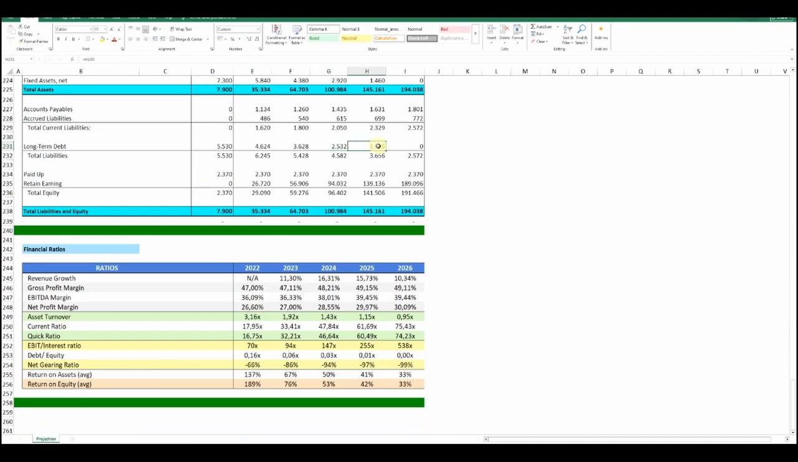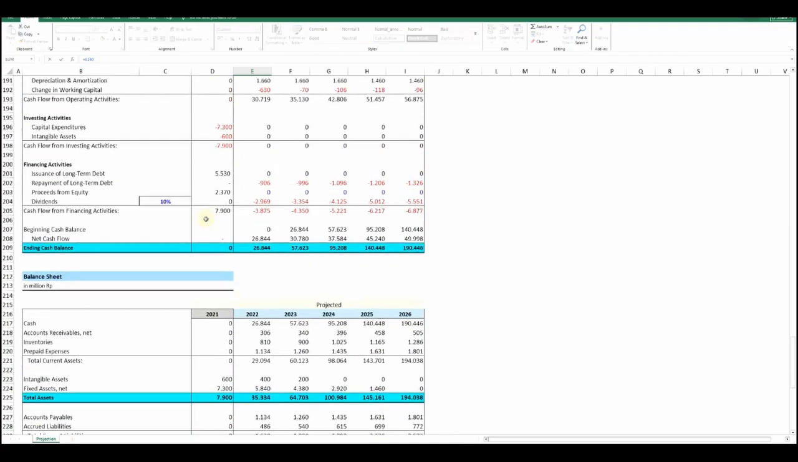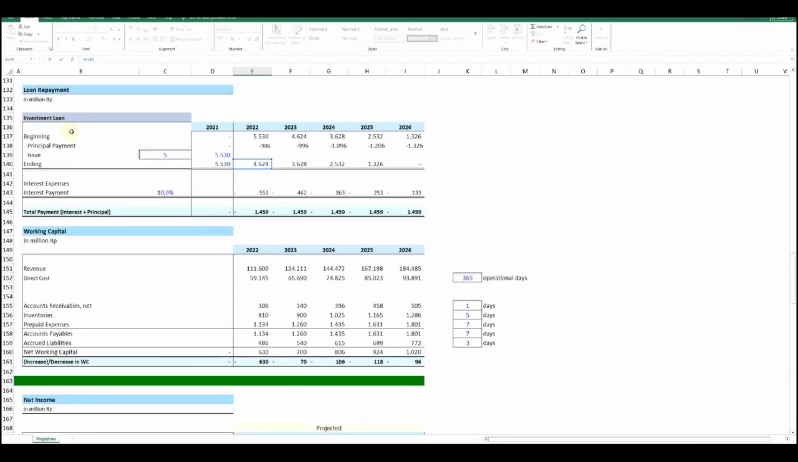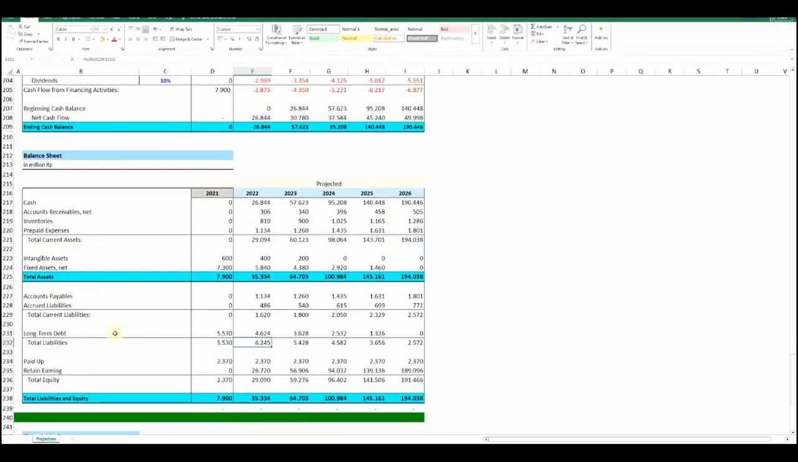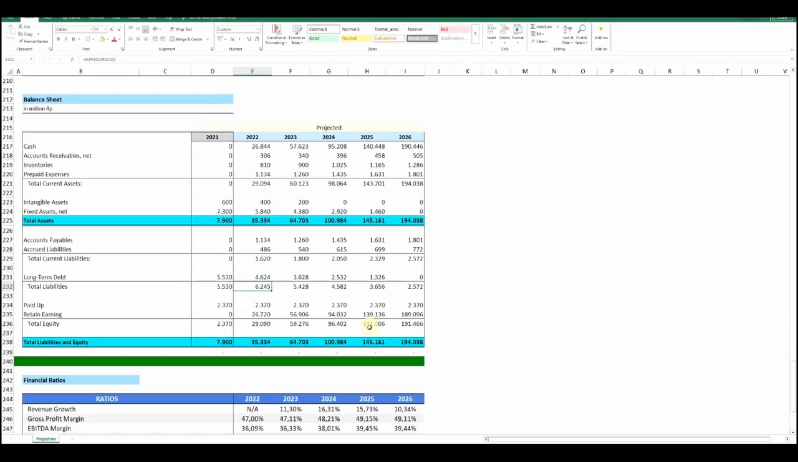Then comes the debt position. Loan balances are taken from the loan schedule, showing the remaining principal after repayments. Current and non-current liabilities are then added up to get total liabilities.